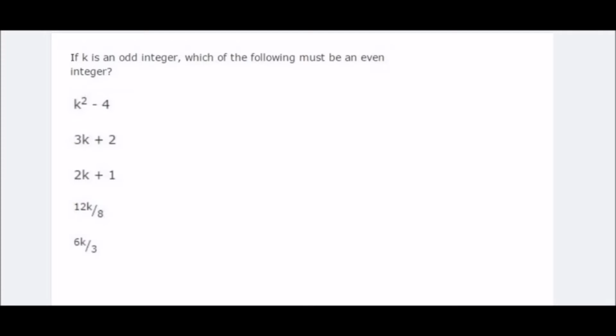Next question is, if k is an odd integer, which of the following must be an even integer? So the condition is given that k is an odd integer, so we have to find the expression which must be an even integer. Must be means in every case it is an even integer. So k can be positive or negative, because there is no mention here that it is a positive or negative odd integer. That's why we have to consider both: 1, 3, 5. So we have to analyze each answer choice properly.